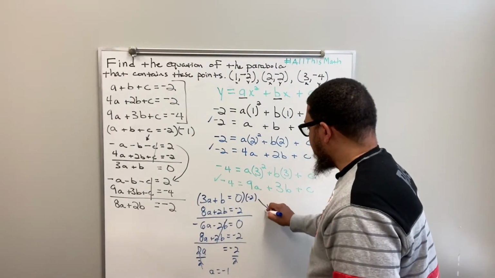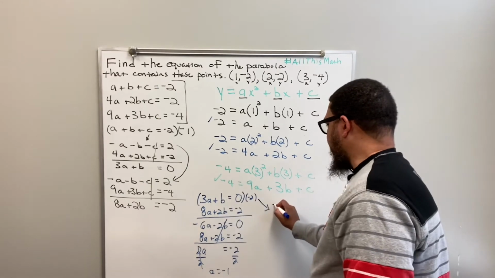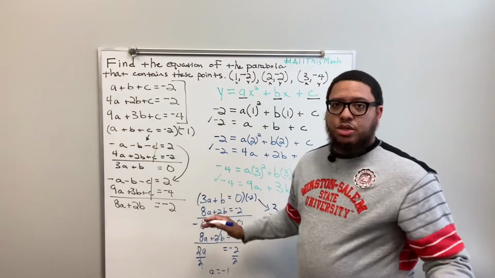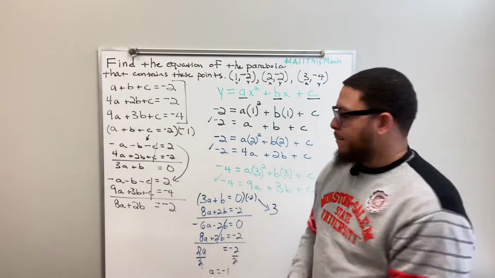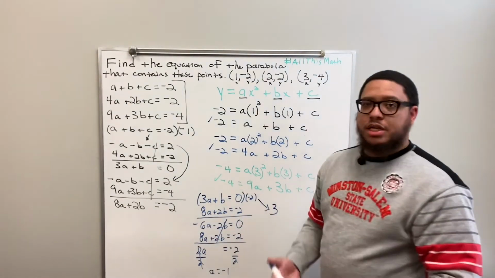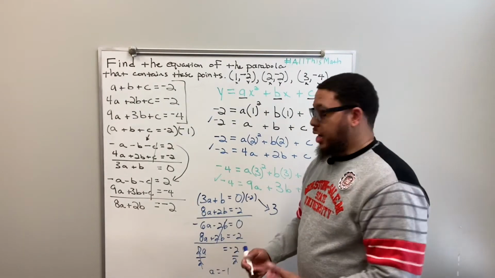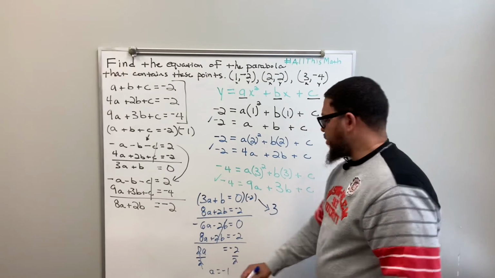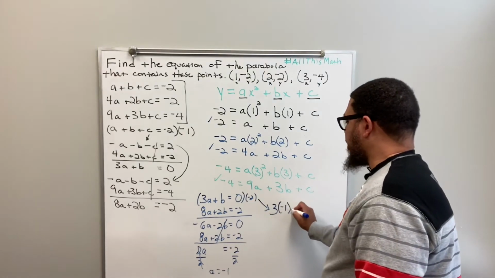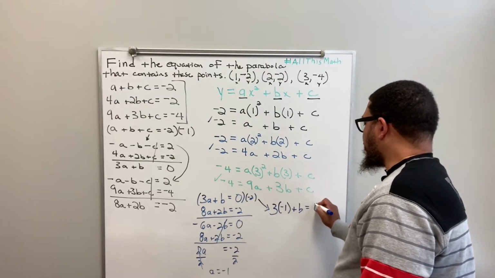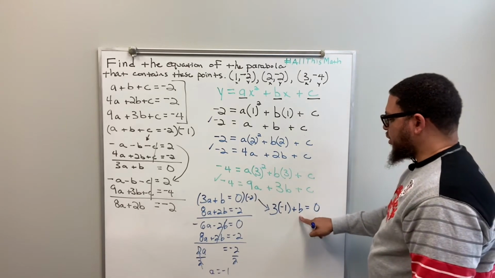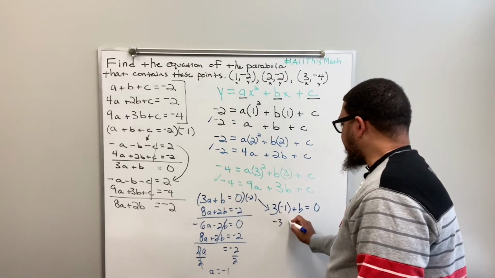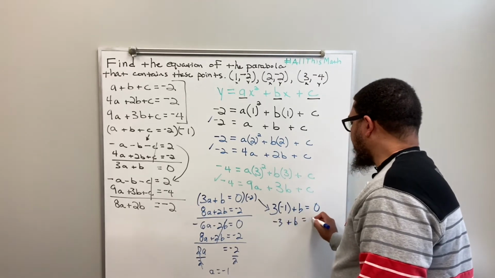So watch this. I'm going to bring this over. So now I got 3 times negative 1. I'm not using a. I don't need to use a because I know what a is. The purpose of variables is to represent a number that you don't know. Now we know the number, so we don't have to use the a anymore. So it's 3 times negative 1 plus b equals 0. Now I'm trying to figure out what b is. First I simplify. 3 times negative 1 is negative 3 plus b equals 0.